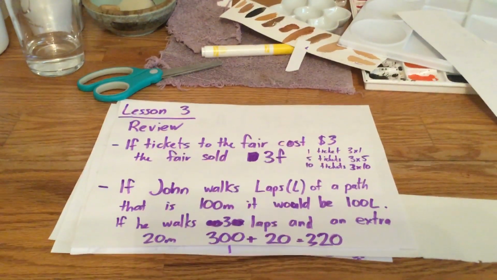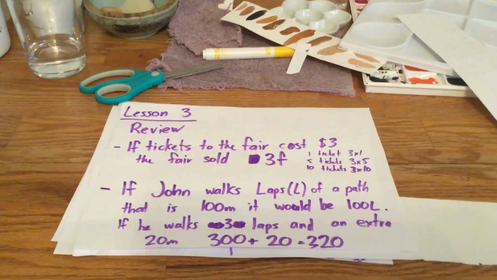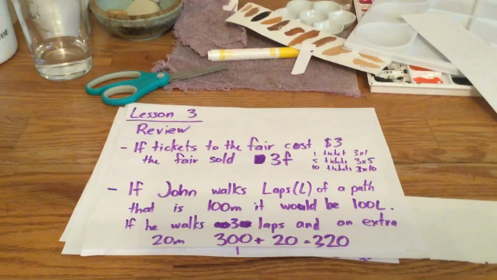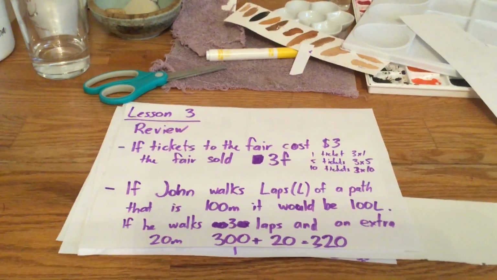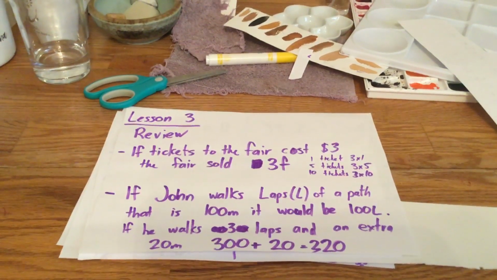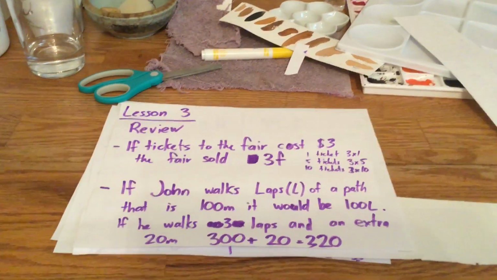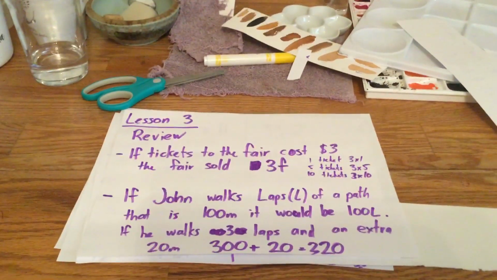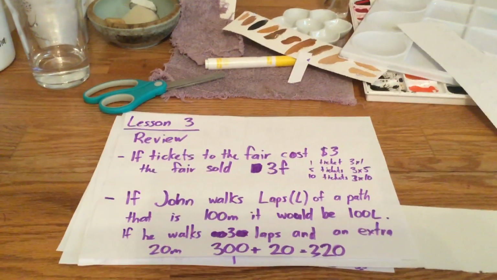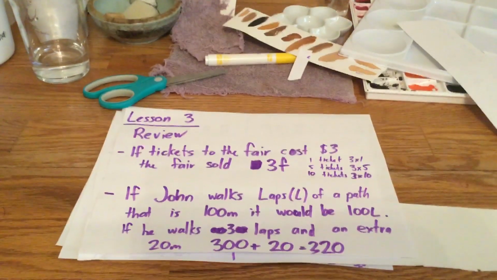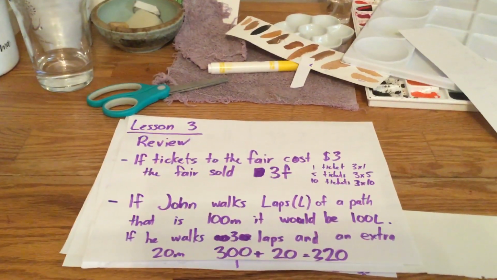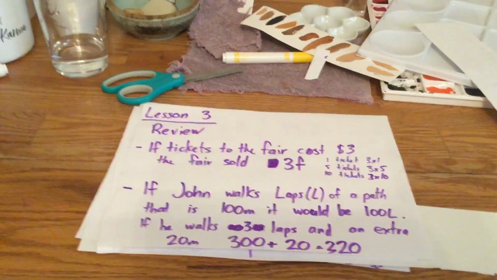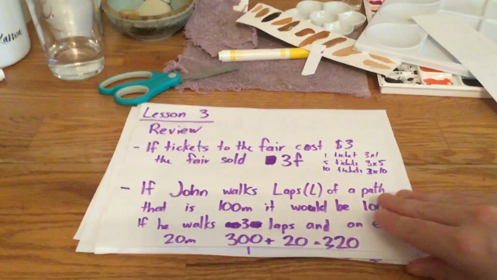If the question asks, for example, the track is 100 meters long, but he walks an extra 20 meters to get back to his car, it would be 100L plus 20. Because if he walked 1 lap, it would be 100 plus the 20, because he still needs to get back to his car. If he did 10 laps, it would be 1,000 plus the 20. That's how we have to go about that.